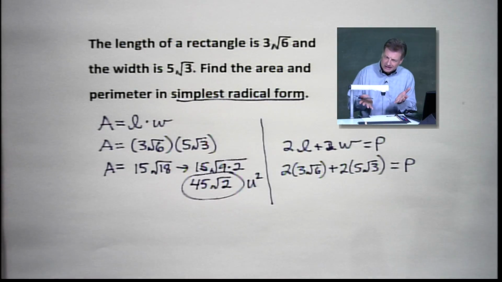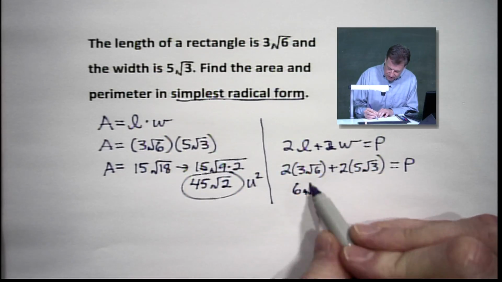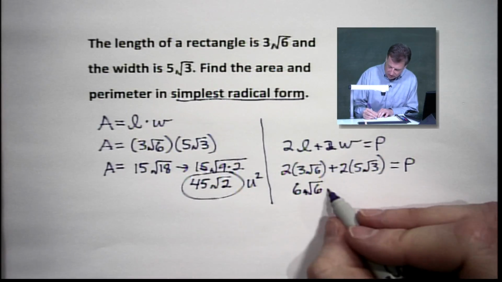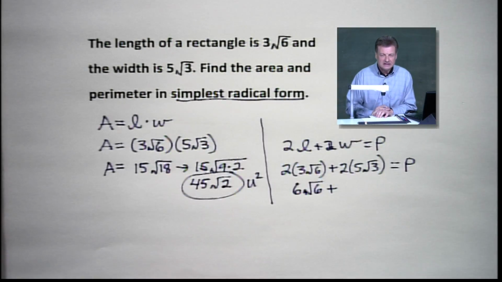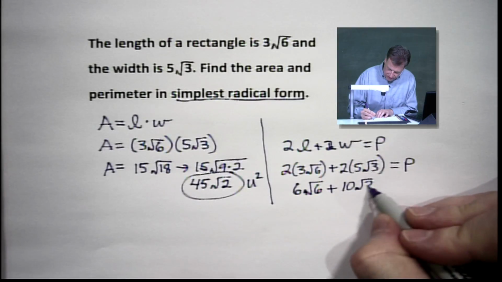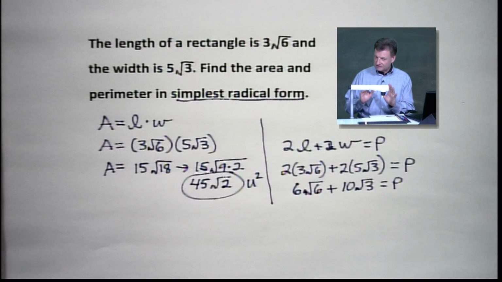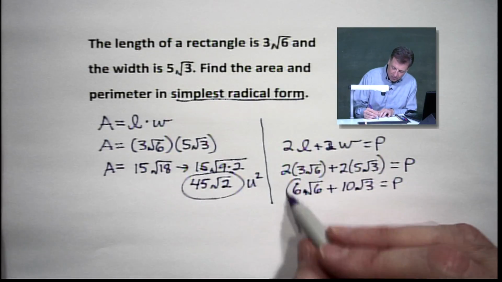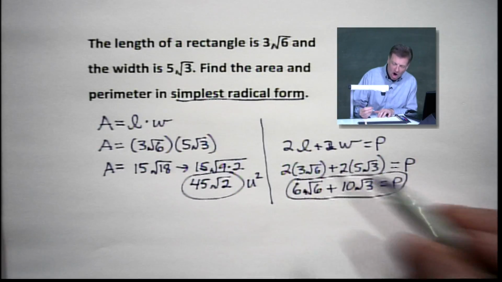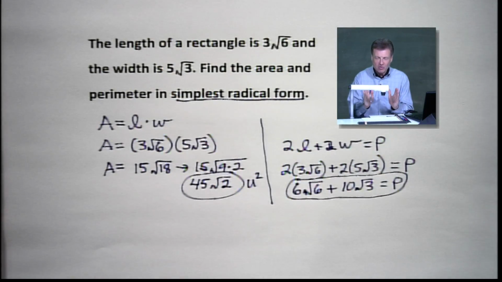Well, an interesting one at least, that's for sure. Some of you are going, this doesn't look so perfect to me. Let's see what happens. We've got 6 times the square root of 6, plus 2 times 5 square roots of 3, that's going to be 10 square roots of 3. Equals the perimeter. Now, folks, it's tempting. You are finished with the perimeter there. That's as far as you can go.